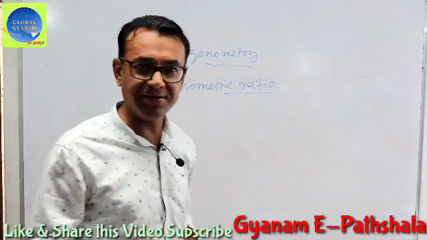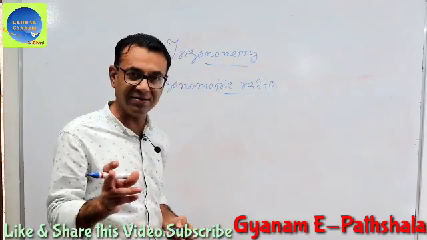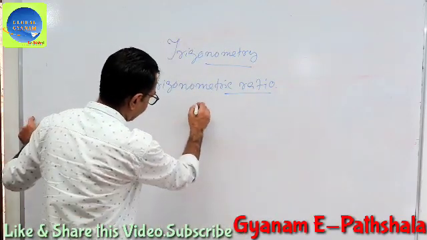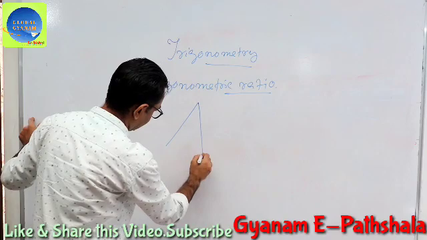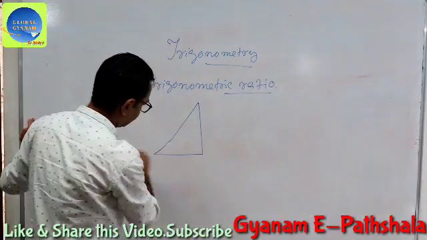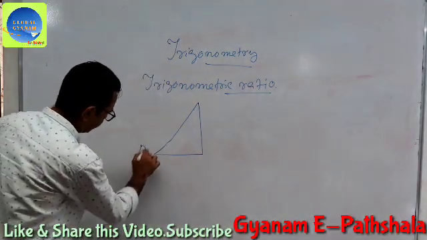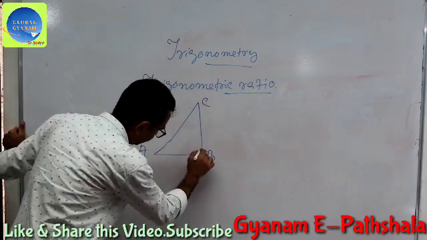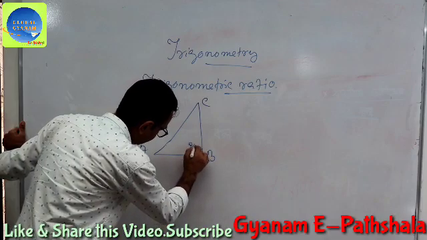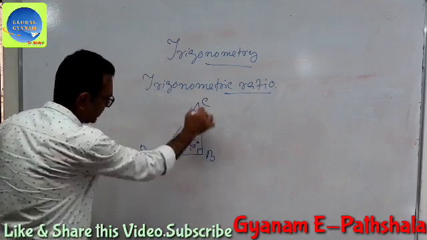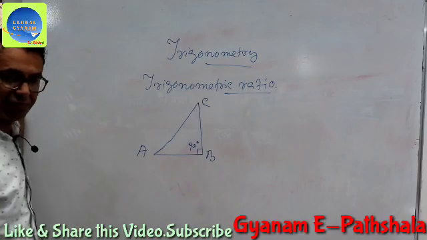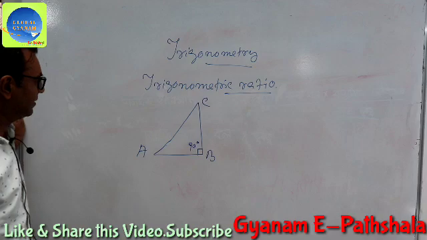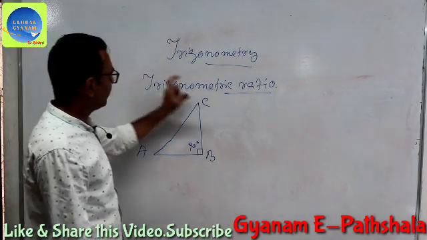Now first we draw a right-angled triangle, a triangle in which one of the angles is 90 degrees. Say I draw here a right-angled triangle. Let's say ABC. This triangle is right-angled at B, so B is 90. We have angle A, which is acute, less than 90. Angle C, that's acute, less than 90. And B is 90. Now what do you mean by trigonometric ratio?